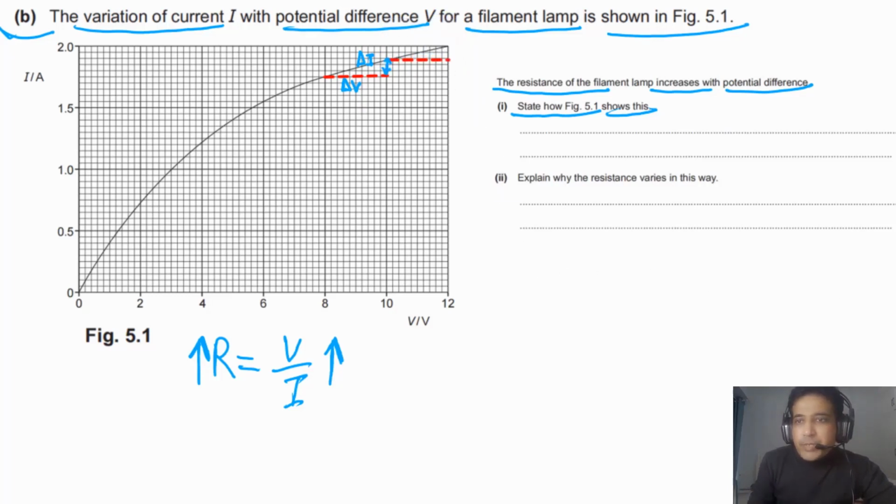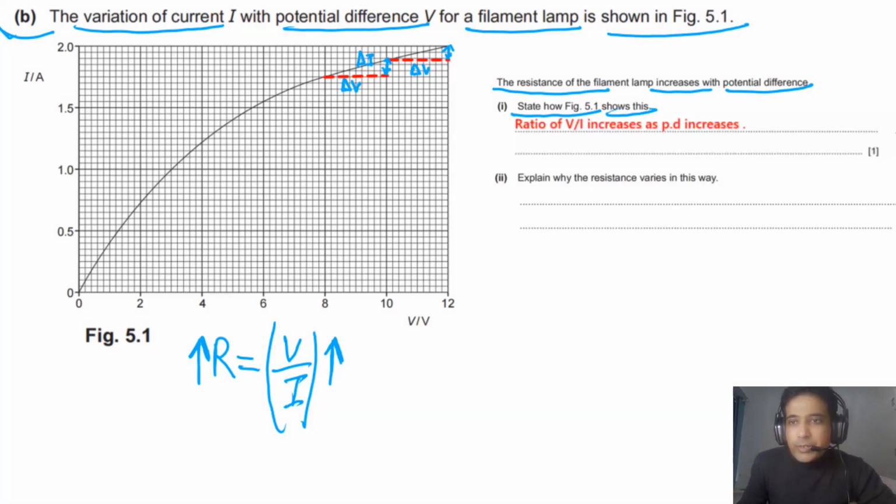Now if we compare in this case, this is over delta V. How about the increase? The increase in current is even getting smaller. So it means the overall ratio between V and I is increasing, so the resistance is increasing. Simply we can say as the ratio between V and I increases, it means resistance increases. So this is how you can write down your answer.